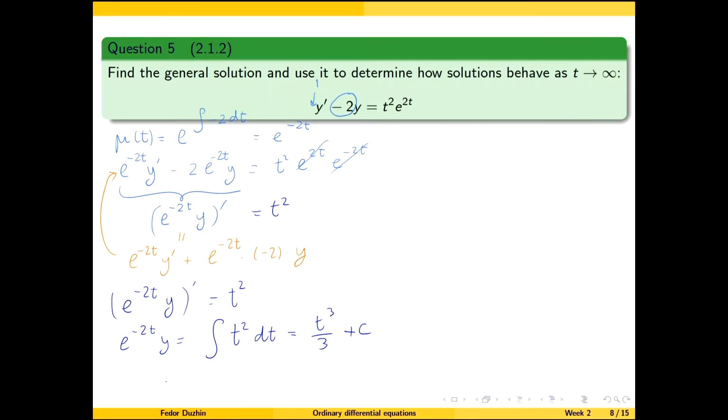Now we've got to just solve for y. So let me solve for y by multiplying this whole thing by e to the 2t. So e to the 2t times e to the -2t gives y equals t cubed over 3 times e to the 2t plus constant times e to the 2t.